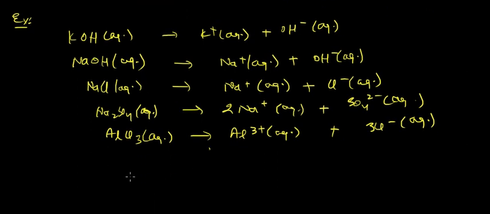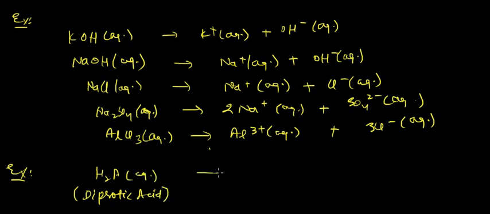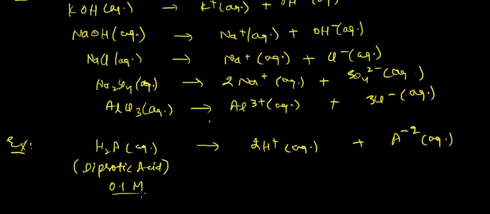Next, if we have something like a diprotic acid, H2A aqueous, it would be dissociating into 2H+ aqueous plus A2- aqueous. Let's say this was 0.1 M, then the concentration of H+ would be 0.2 M, and this A2- would be 0.1 M.